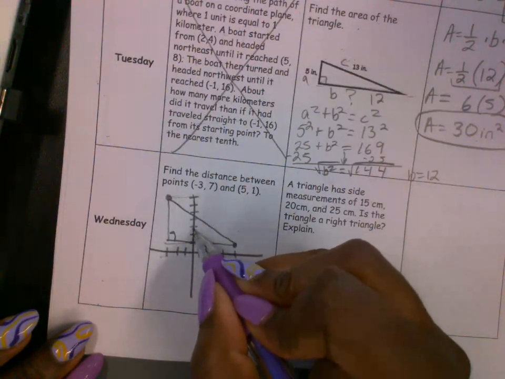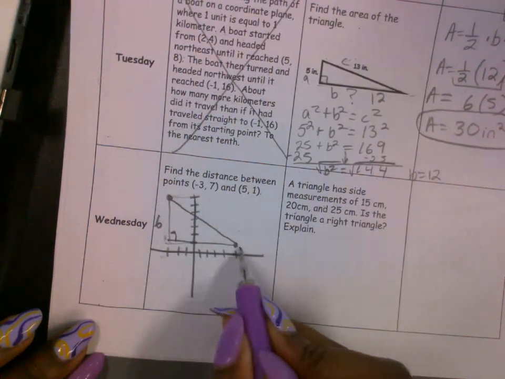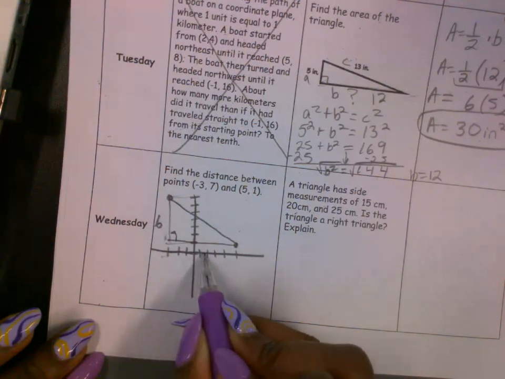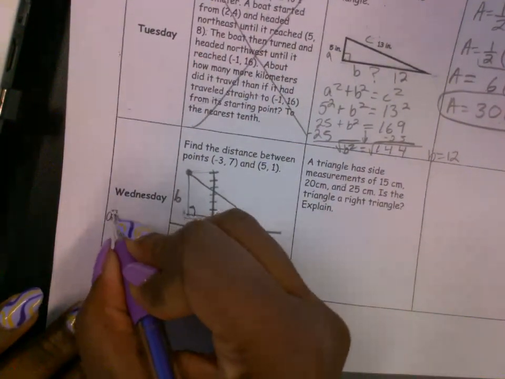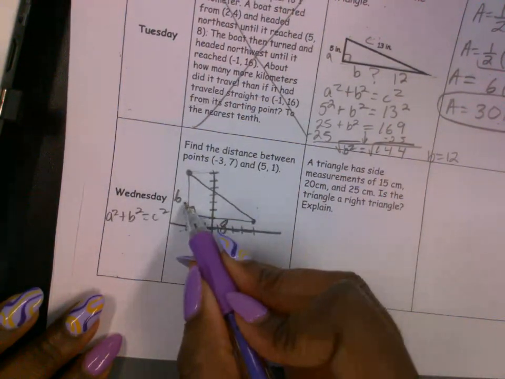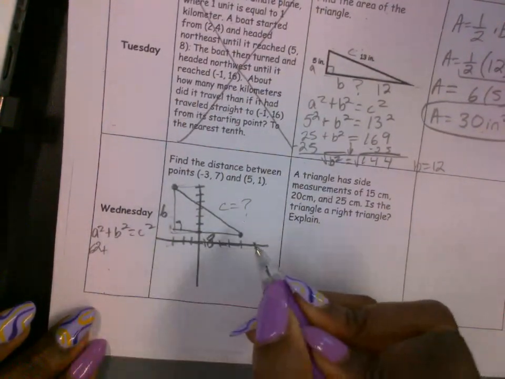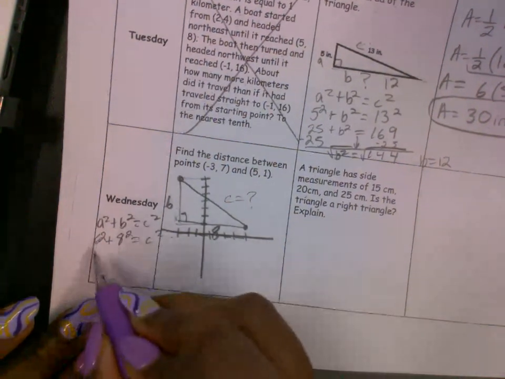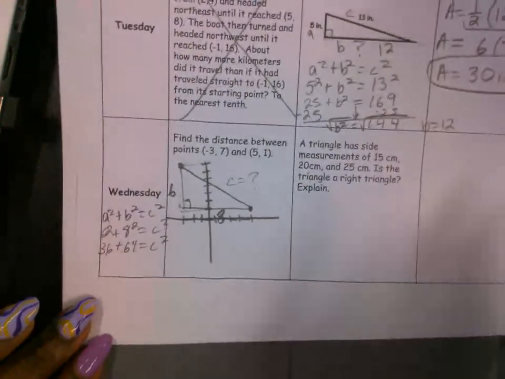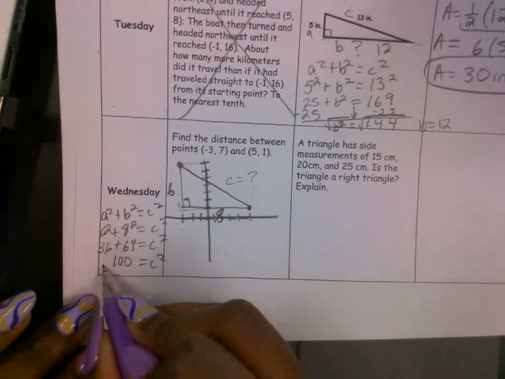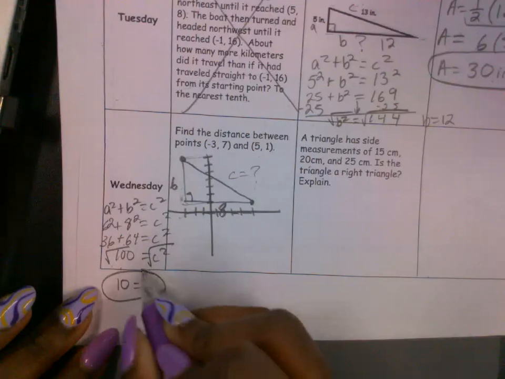So this is going from here all the way up to here. 1, 2, 3, 4, 5, 6. So this is 6 units here. And from here to here, 1, 2, 3, 4, 5, 6, 7, 8. So this is 8 units. So this is a squared plus b squared equals c squared. This is my a, this is my b, and c is the side that's missing. So my a is 6, so that's 6 squared plus 8 squared equals c squared. So 6 squared is 36 plus 64 is equal to c squared. So this is going to be 100. So you're going to find the square root on both sides. The square root of 100 is 10. So c is equal to 10.